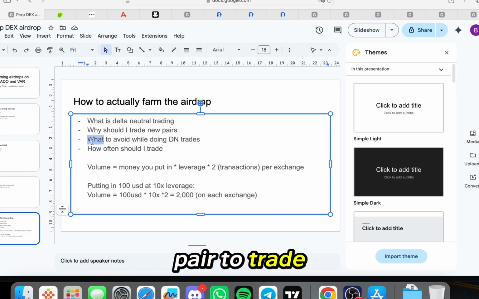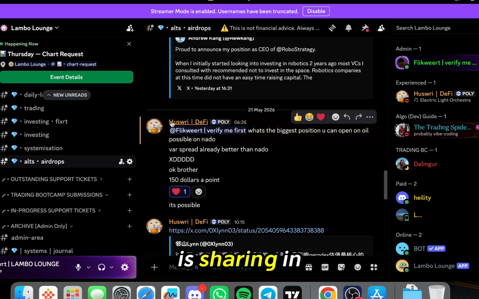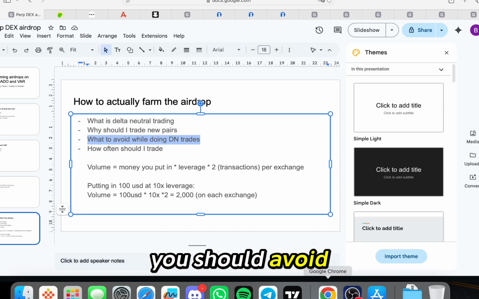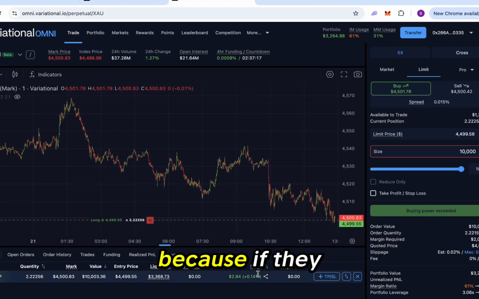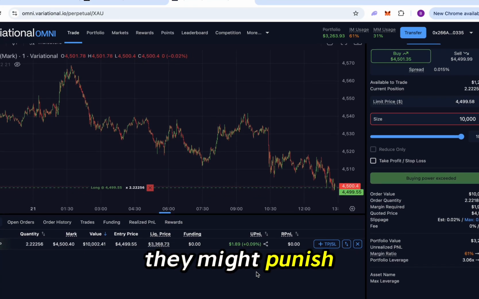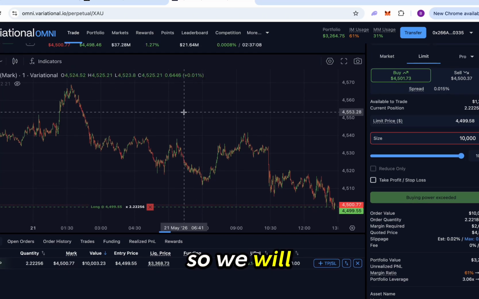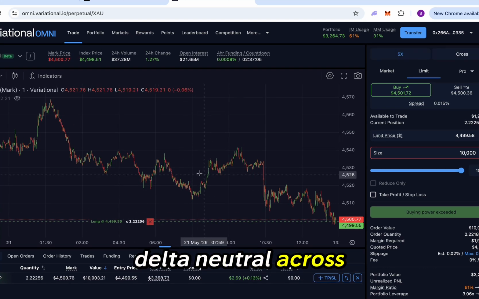As for what pairs to trade, you want to trade the new pairs, which he is sharing in Llama Lounge, because the exchanges tend to reward traders who trade the new pairs most for some reason. Because it's new, they want some volume on it. So just go with the flow and go delta neutral on these pairs. What to avoid? You should avoid opening long and shorts on the same exchange, because if they catch you delta neutral trading, they might punish you and not give you points. That's not what we're here for. We want points as much as possible. So we will just be doing delta neutral across different exchanges.